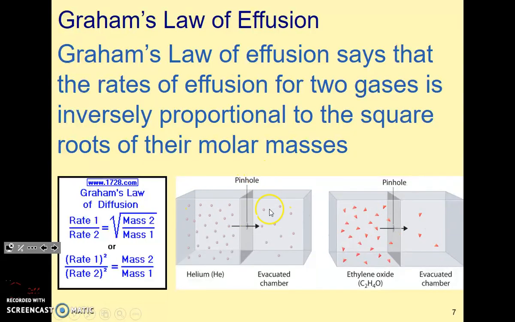Now the reason for that is because helium is lighter than ethylene oxide, and therefore it travels faster. Okay, so the lighter gas will effuse faster than a heavier gas. And again, this math we do not need to know how to do.